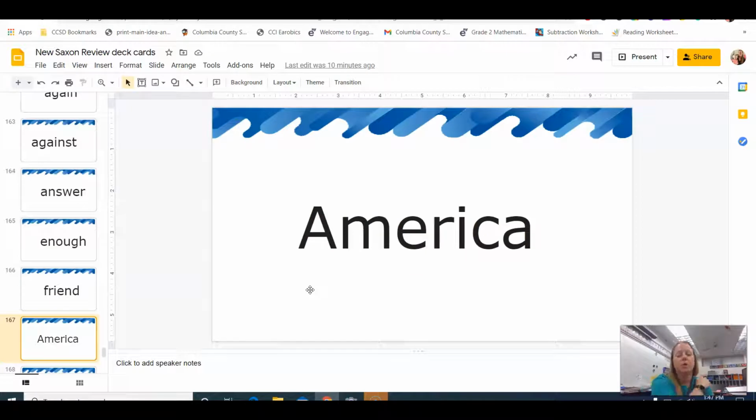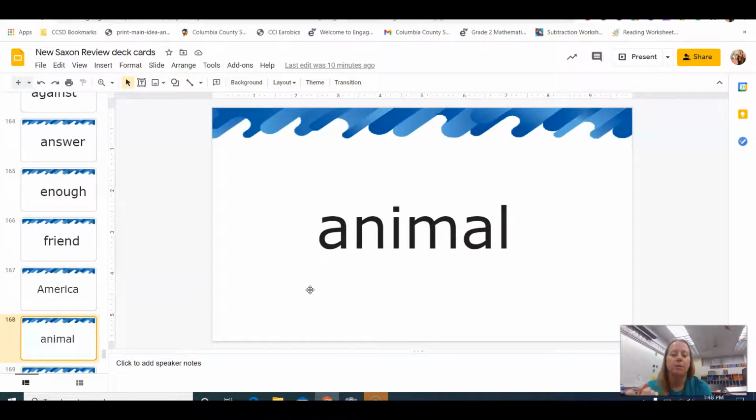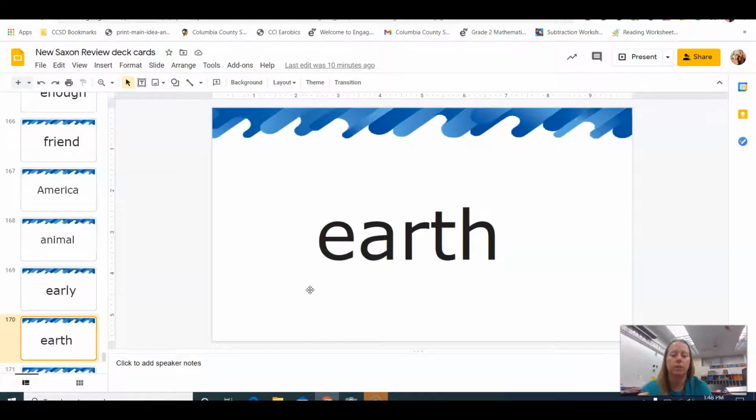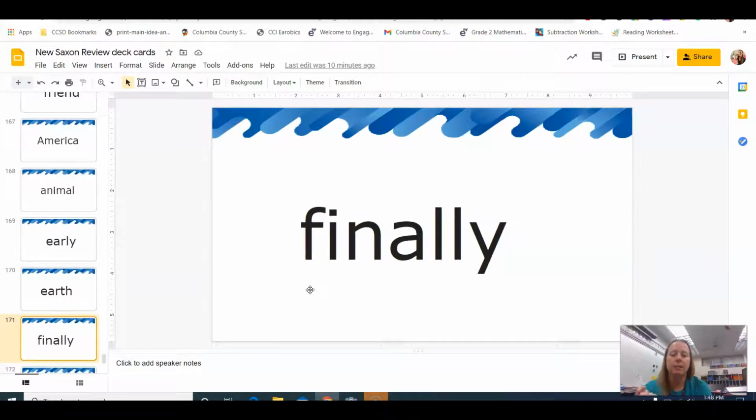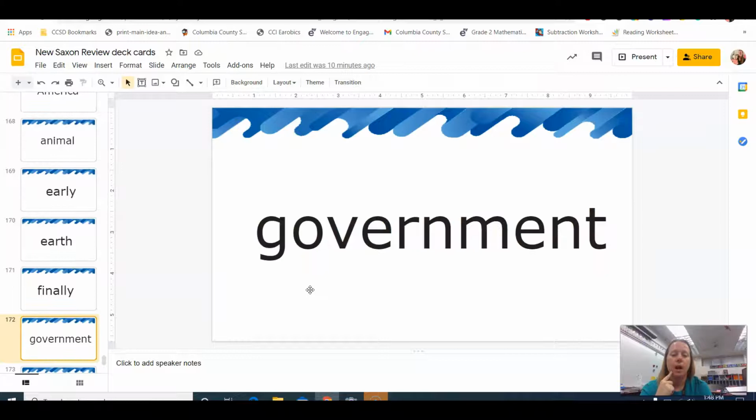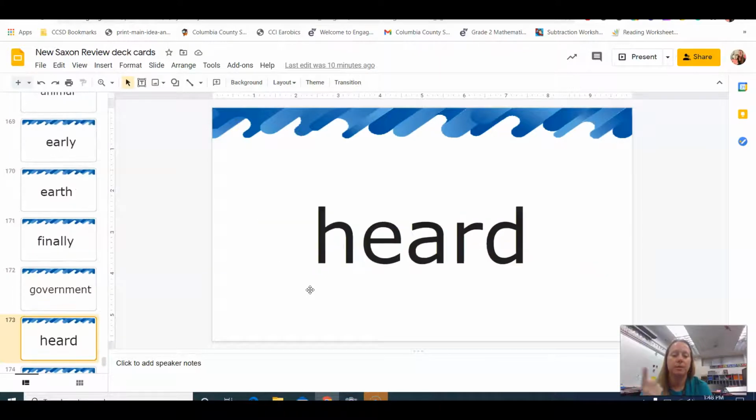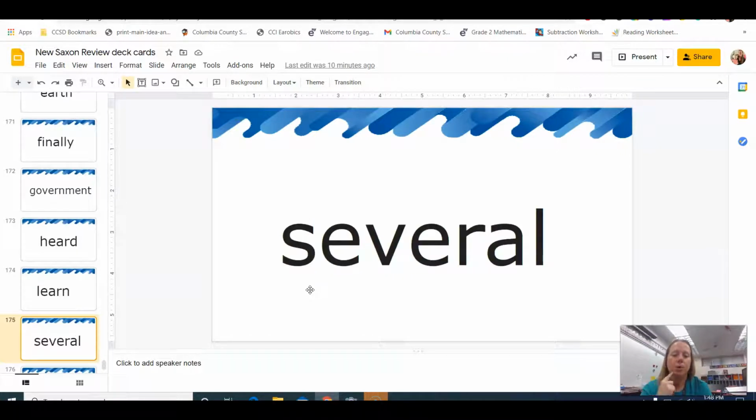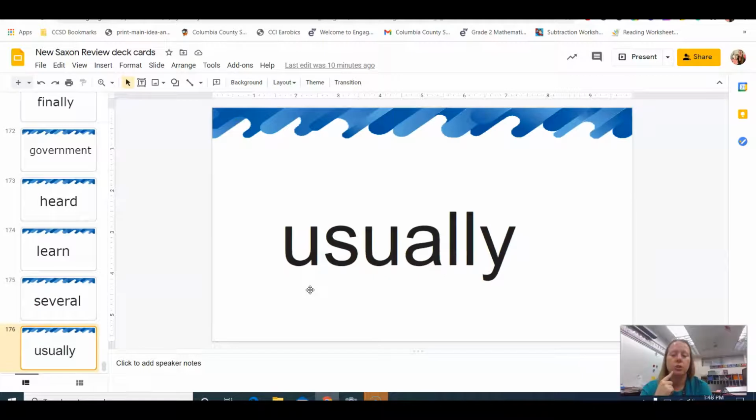Okay, we have some new sight words that we're going to learn about today. America. Animal. Early. Earth. Finally. Government. Heard. Learn. Several. Usually. And that's our last one.